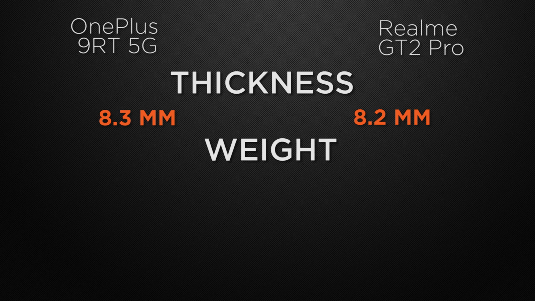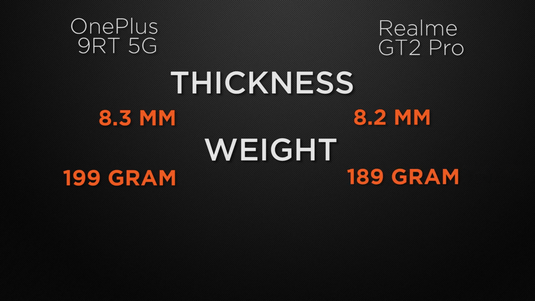Talking about the weight of the devices, 9RT comes with 199 grams of weight, whereas GT2 Pro have 189 grams of weight. So the winner here is GT2 Pro because it have lighter body weight.